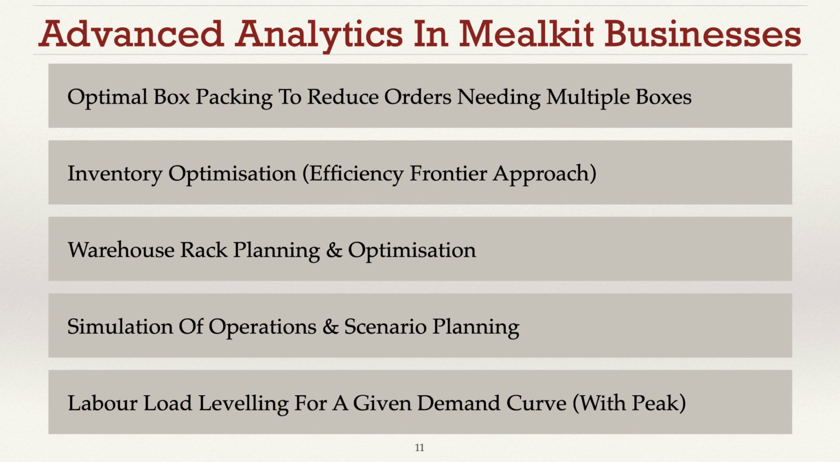So reorder point and reorder quantity differ. Optimal reorder point and optimal reorder quantity for every ingredient, every item, every SKU can be determined by optimizing the overall cost performance or overall working capital versus the percentage of orders that you are able to meet, etc. There is an approach called efficiency frontier, and I apply that approach to optimize your inventory as well. Also, we could do warehouse rack planning and optimization. I also do this using simulation of operations.